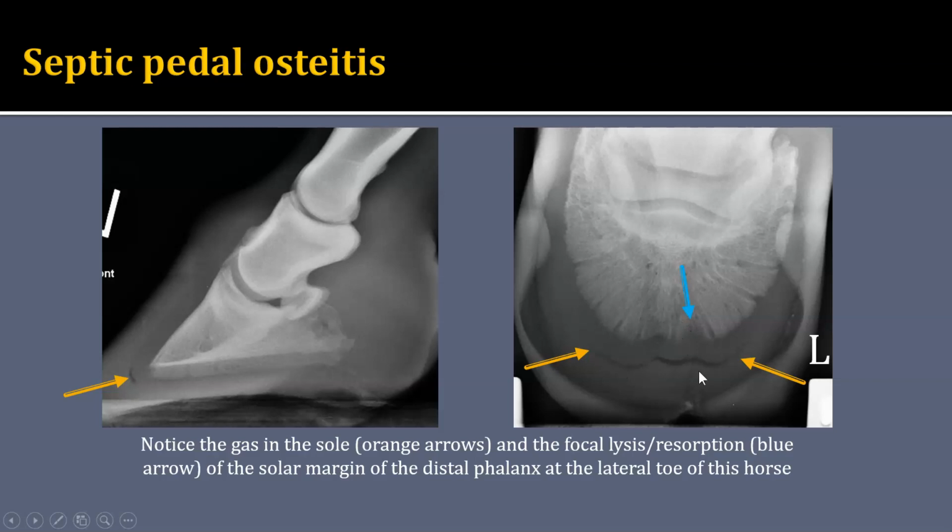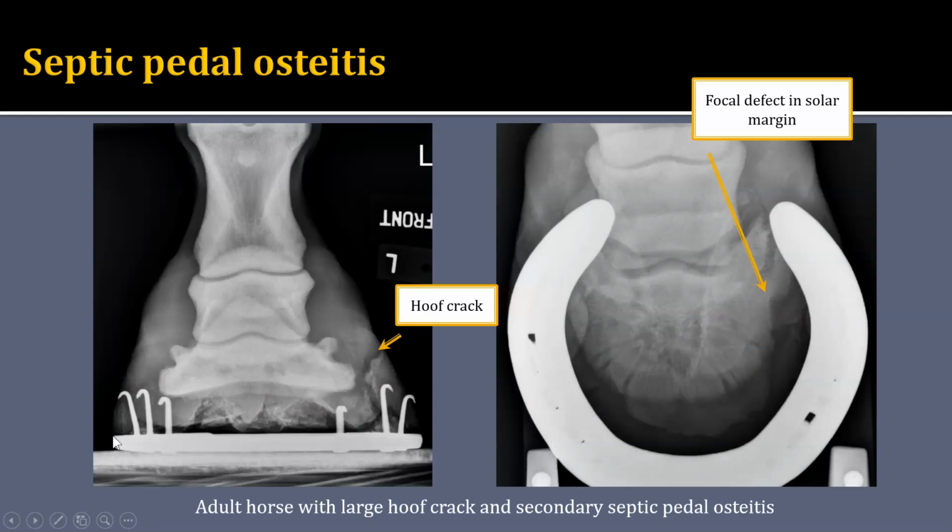So this patient either had a penetrating trauma or a more extensive sole abscess, and now it has associated septic pedal osteitis. Here's another patient. We have a horizontal beam DP view of the phalanges, the distal phalanx, and then we have our 65-degree dorsal palmar oblique view.